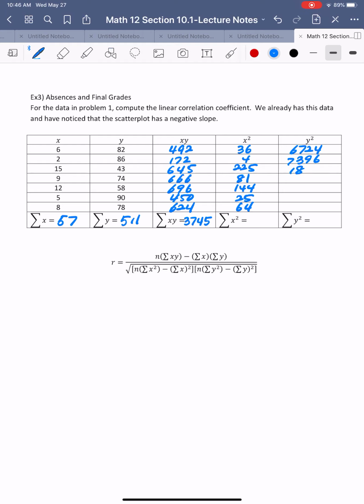7,396, 1,849, 5,476, and 3,300. So this is a 6, and then 3,364, 8,100, and 6,084. And then the sum of the x squared is 579. The sum of the y squared is 38,993. Now, what you do is we're going to plug it in.